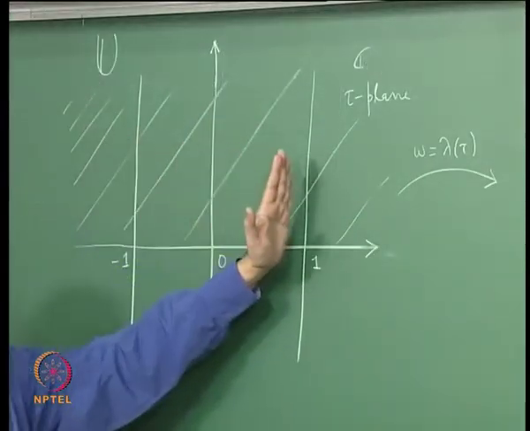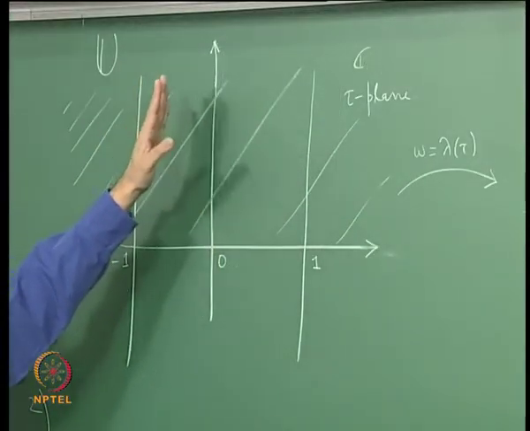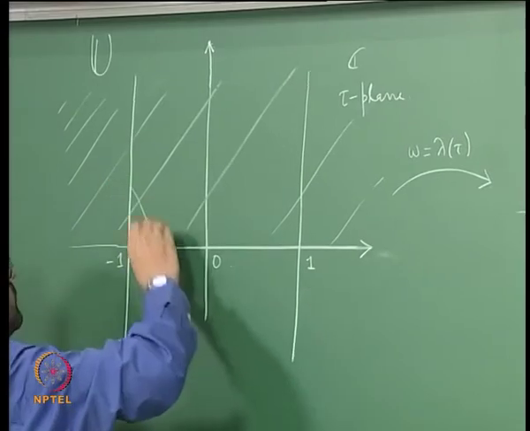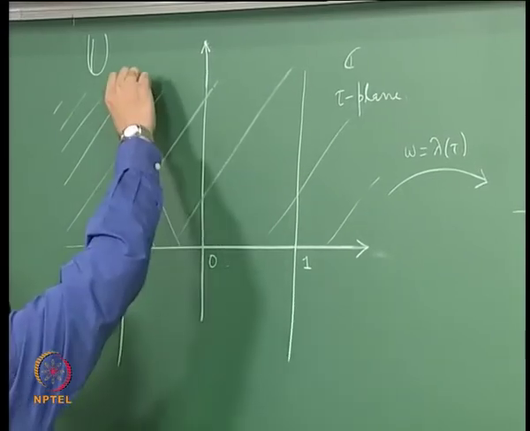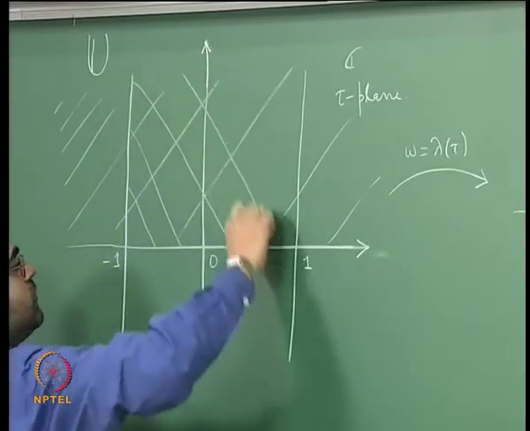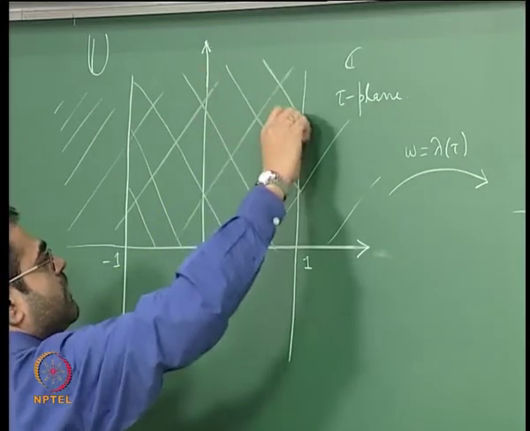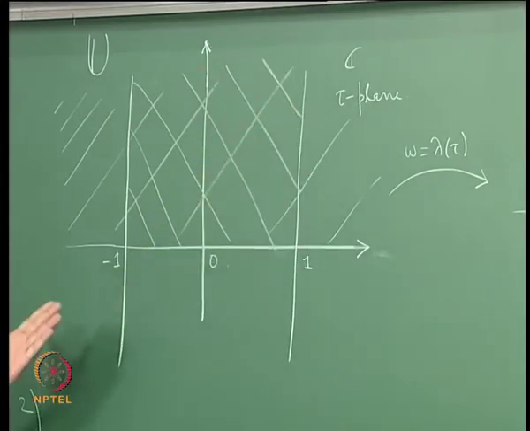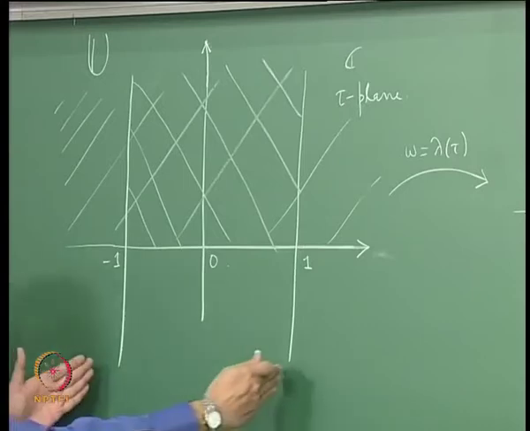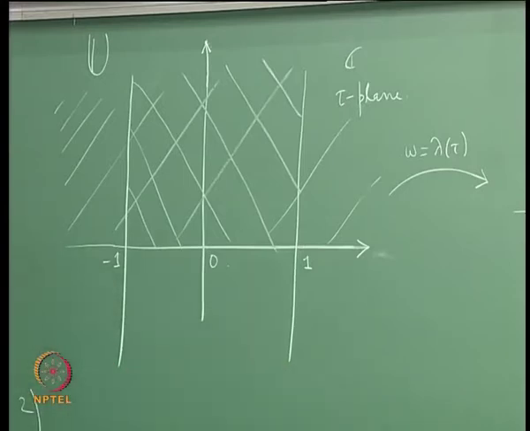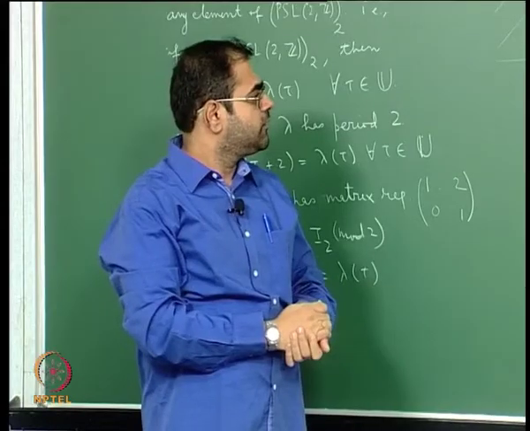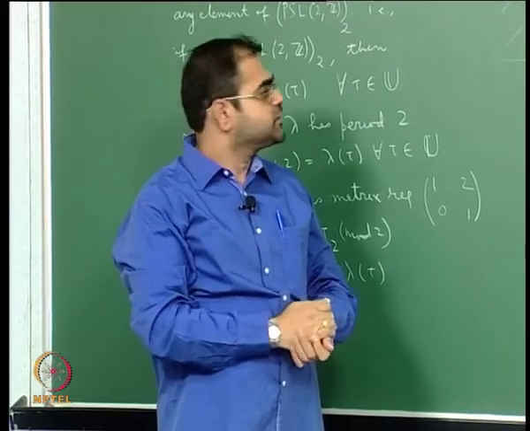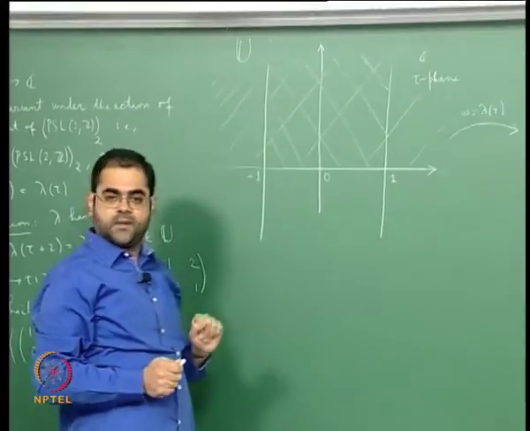So it is enough to study lambda only in this region, the effect of lambda on this region, that will do. It is enough to study the effect of lambda on this cross shaded region. You can restrict to a vertical strip of horizontal length 2. So it is enough to study lambda only here.